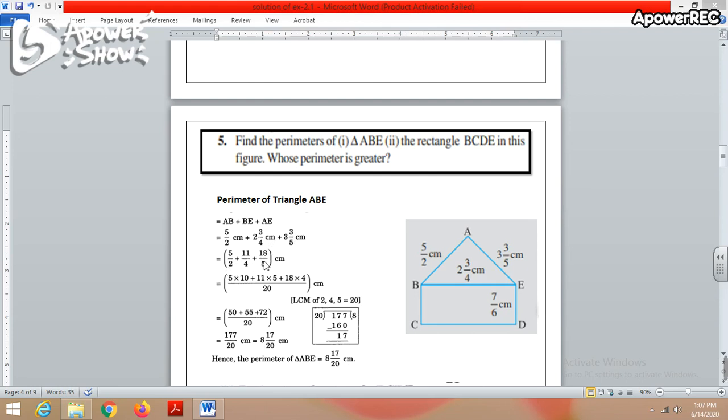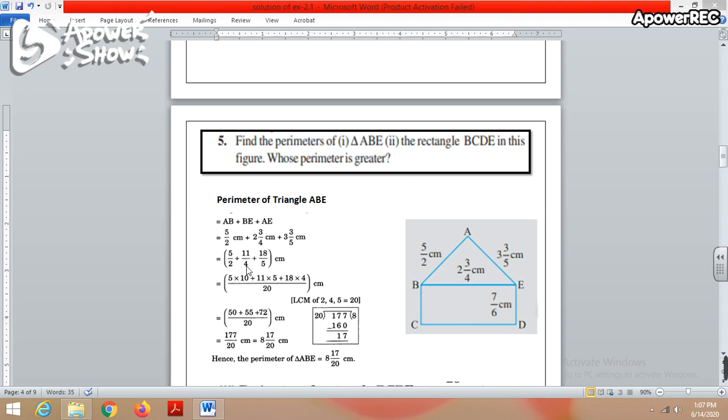These are all unlike fractions, so for adding them we have to first find out the LCM of 2, 4 and 5. So the LCM of 2, 4 and 5 is equal to 20. Now you have to make the denominator equal to 20. So 2 will become 20 by multiplying 2 by 10. So if we are multiplying our denominator by 10, you have to multiply the numerator also by 10. So here 5 is multiplied by 10.